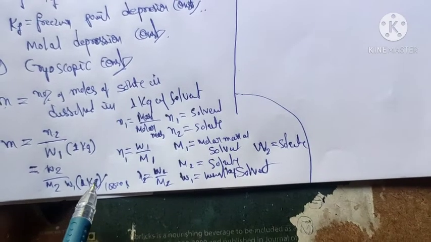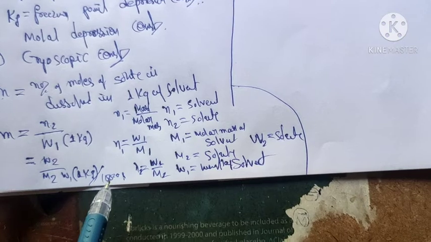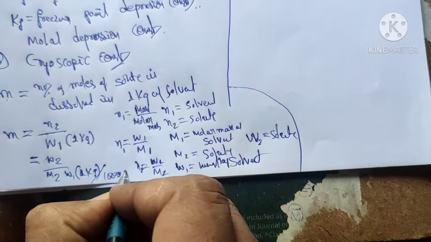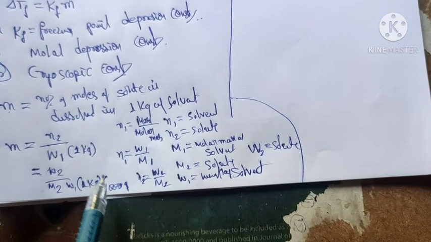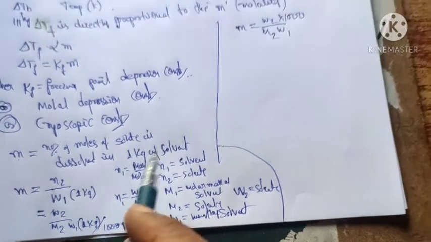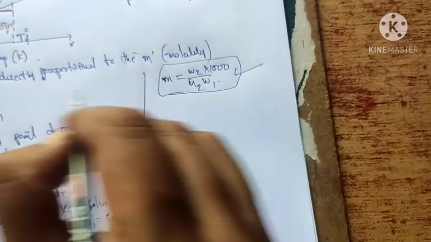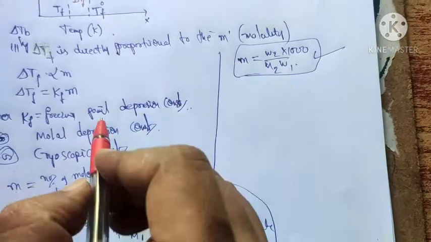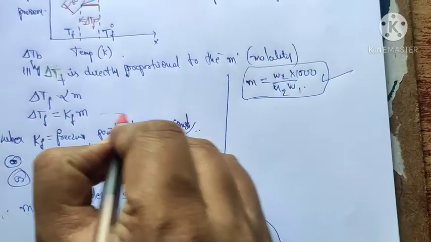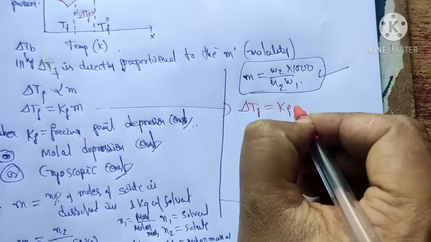Because the weight W1 is in kg, the kg is converted to grams by dividing by 1000 grams, so the 1000 goes to the numerator. This is also gram and this is also gram. That's why this is the expression of molality.